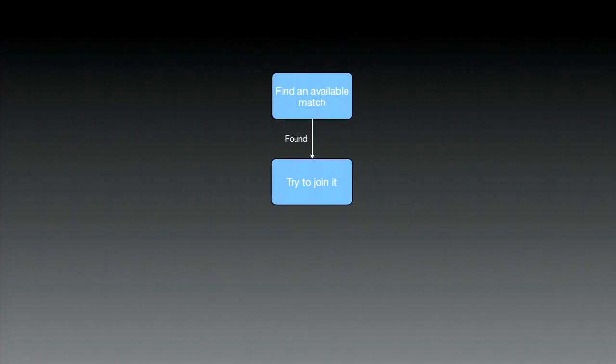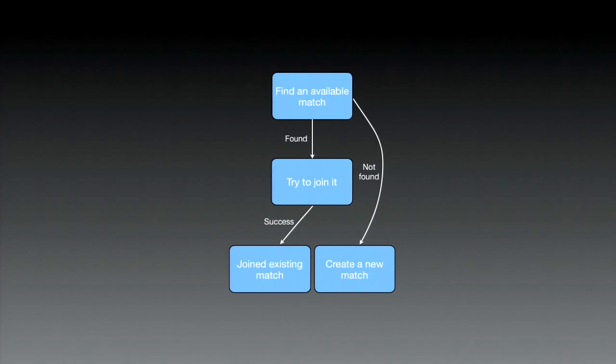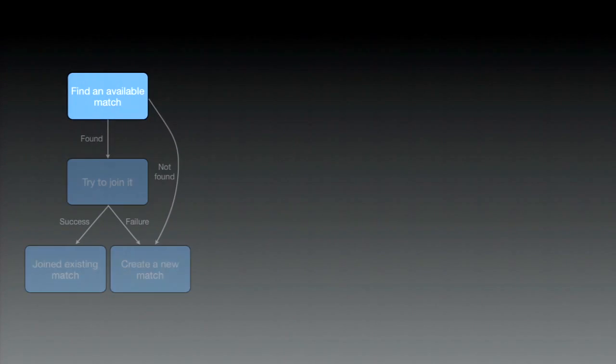I say try to join it because there's a big race condition here where multiple people can be trying to join the exact same match. And we'll see a bit more about that in a bit. Now, if I can't find one, of course, I can just go ahead and create a new game. And if I successfully join the game, I set myself as player number 2, and we're good to go. And if I fail to join it, then you can retry if you want. It's kind of simple to just create a new game in that case. So we'll go through this little flow diagram in code.